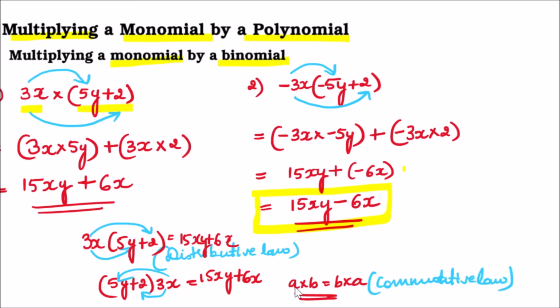So what is commutative law? In general we say a into b equals b into a. What is distributive law? Distributive law is a into b plus c equals a into b plus a into c. So the next type is multiplying a monomial by a trinomial. Monomial by monomial we have seen, monomial by binomial, and now monomial by a trinomial. Okay, so let us see one example and try to understand it clearly.